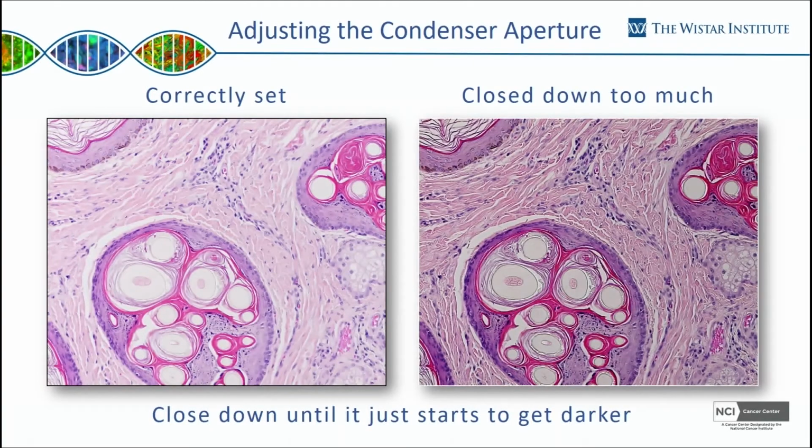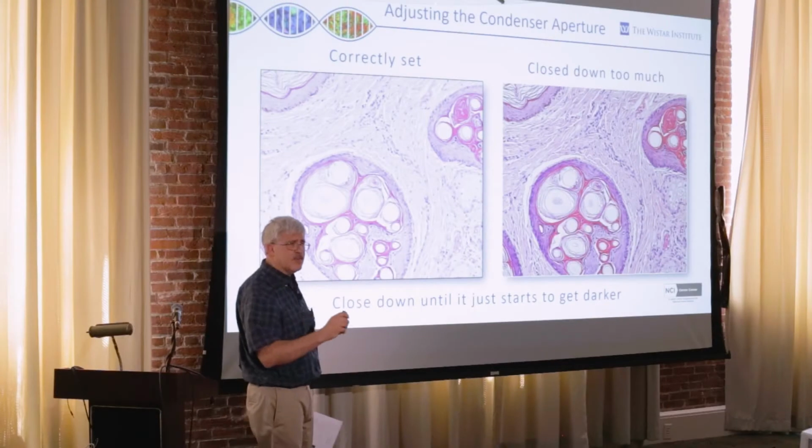You can see it a little bit better here at higher magnifications. At lower magnifications, it's not as obvious. At higher magnification, it is. On the left, this is actually correctly set. We have fine detail in here, and over on the right, it's closed down too much. You can see this edge is what I call refractal. You can see little dark edges to everything.